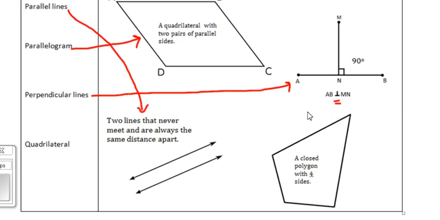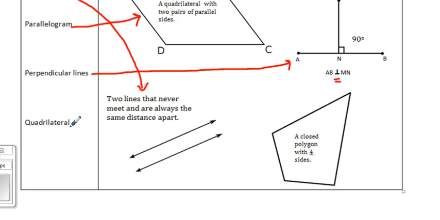A quadrilateral. So quadrilateral is underneath parallel lines and onto here. And it is a closed polygon with 4 sides. So you're very familiar with certain quadrilaterals like squares and rectangles. A parallelogram is a specific type of quadrilateral, but also this is a quadrilateral. That it has 4 sides and it is closed. What I mean by closed is it's not open.